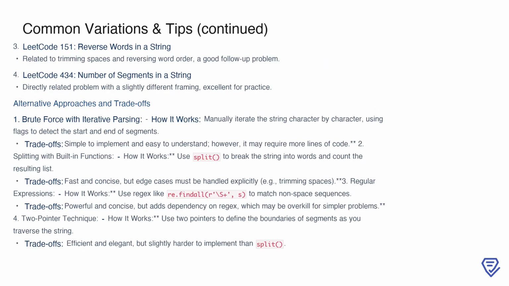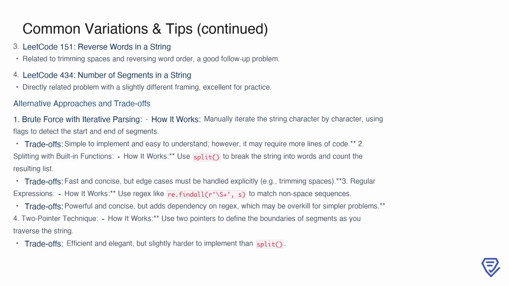Building on related problems, LeetCode 151 is another excellent example. It involves reversing the order of words in a string while managing spaces, an extension of the boundary handling skills we discussed. Of course, LeetCode 434 itself is a direct variant of this problem and serves as an excellent practice opportunity.